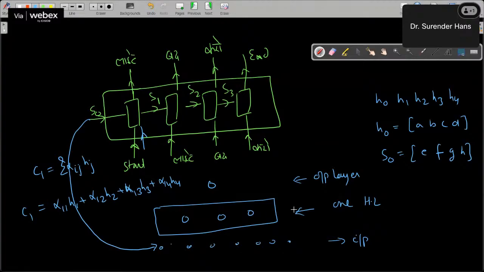Clear? And you have to concatenate this S naught with H1, H2, H3, and H4. Basically, you have to form one matrix with 4 rows and 8 columns. So, what would be the matrix?